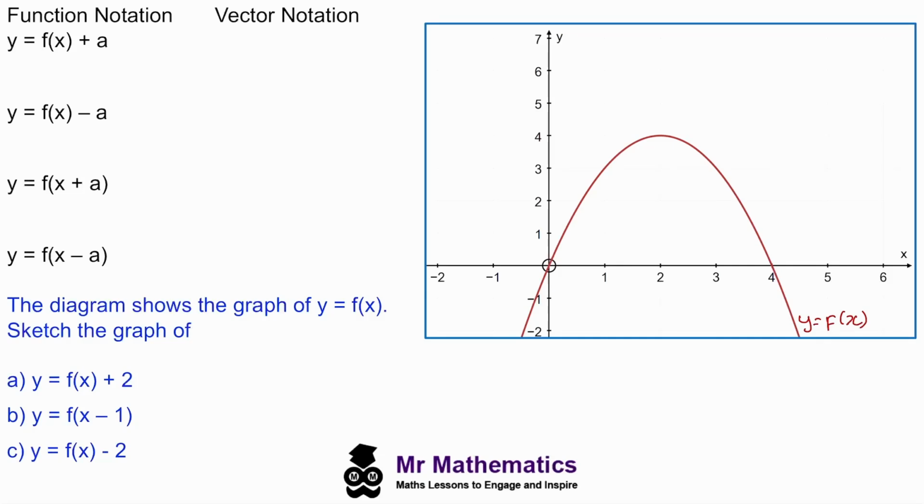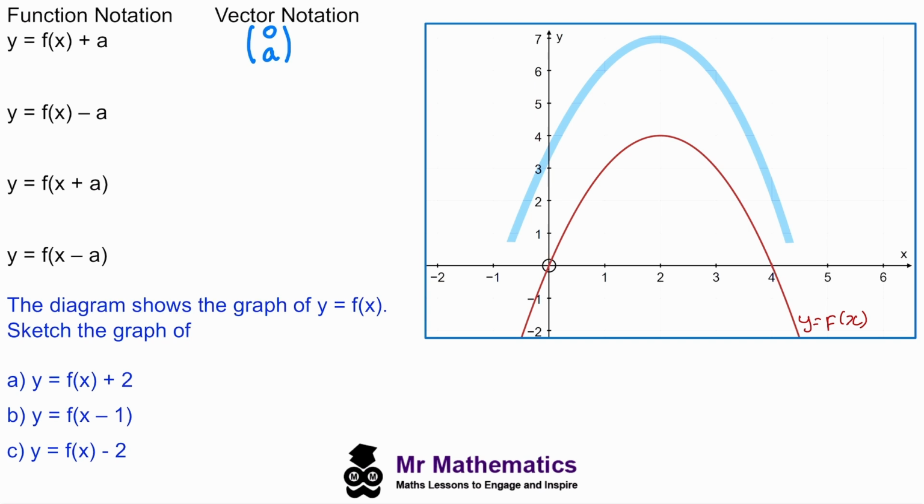Hi everybody. In this video, I'm going to show you how to translate a curve using function notation. We have this parabola here, and we can call this y equals f of x. I want to use this to show you how we can represent each of these different translations using vector notation. If we have y equals f of x plus a, then this would translate every point on this curve vertically upwards by a units. Using vector notation, this would be 0 in the horizontal, but a units in the vertical.